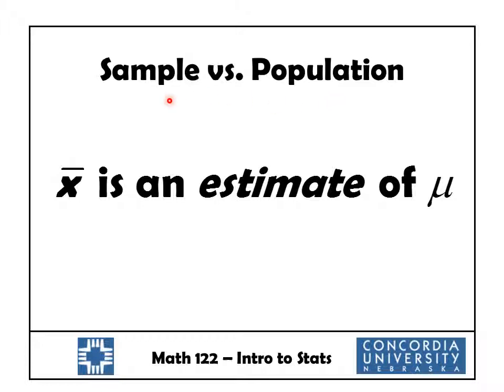So for instance, a sample proportion is an estimate of a population proportion. A sample standard deviation is an estimate of a population standard deviation, so on and so forth.